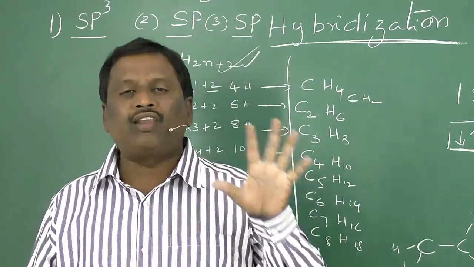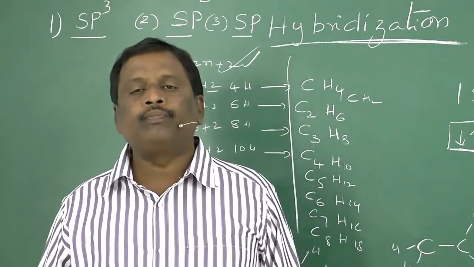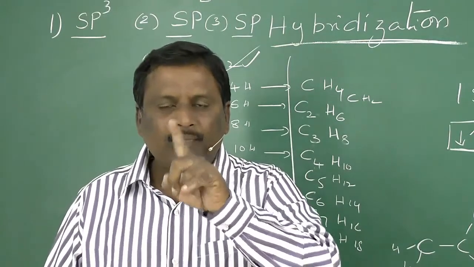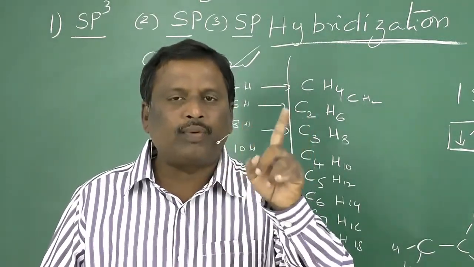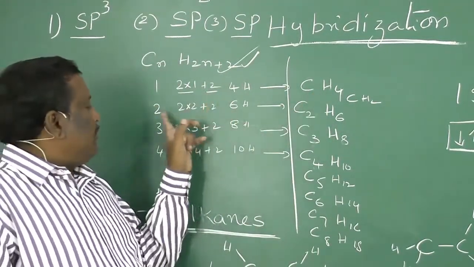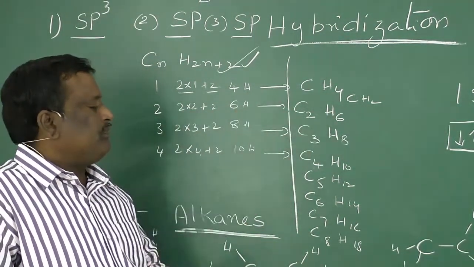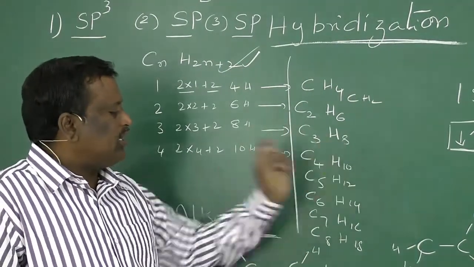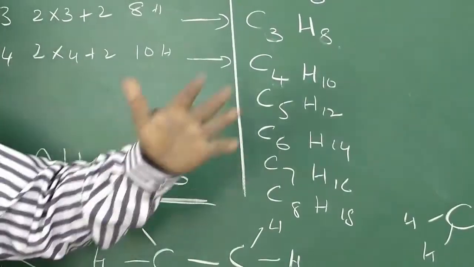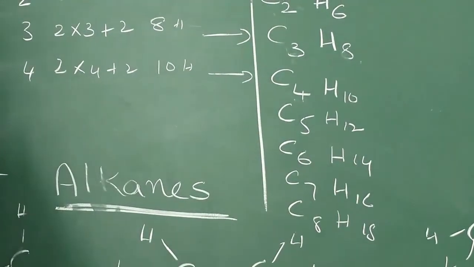The general formula of alkanes is CnH2n+2, where n is the number of carbon atoms. If the number of carbon atoms is 1, then the number of hydrogen atoms is 2 into 1 plus 2, that is 4. It gives us CH4. If the number of carbon atoms is 2, the hydrogen atoms are 2 into 2 plus 2, that is 6, giving C2H6, then C3H8, C4H10, C5H12, C6H14, C7H16, and so on. A series of compounds can be formed with the same general formula.